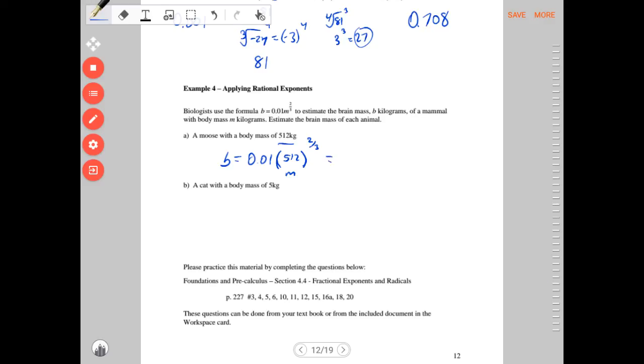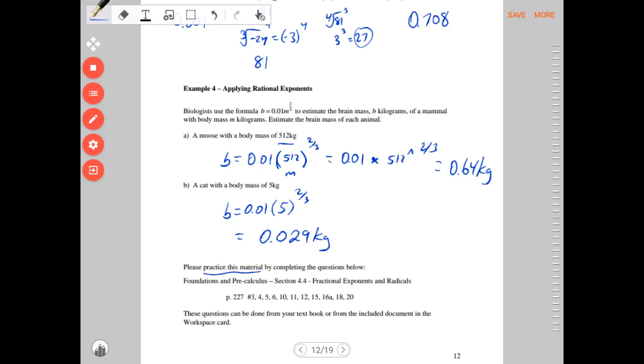So we just type this straight into our calculators. 0.01 times 512, the little hat, 2/3. That'll get it for you. Again, you don't have to show that. It's just how you type it in. So 0.64 kilograms. Awesome. What about a cat with a body mass of 5 kilograms? So B equals 0.01 times 5 to the 2/3, which is 0.029 kilograms. That is it for this part.